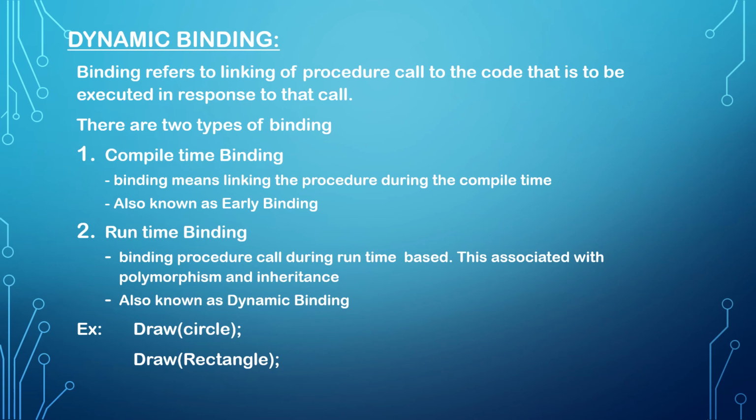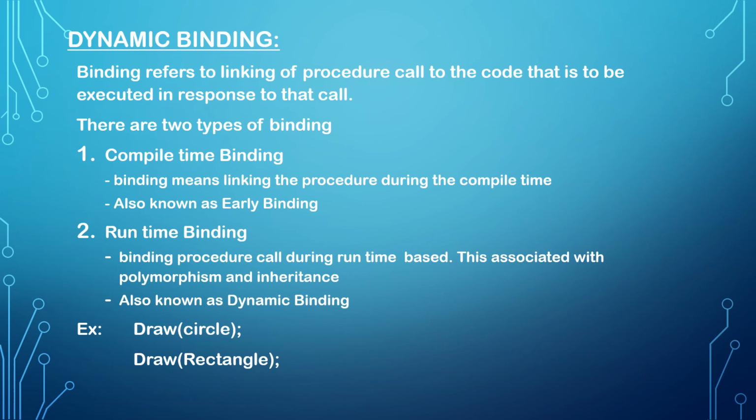Now let us see what dynamic binding is. Dynamic binding means binding of a procedure call to the code. We can bind member functions to the code in two ways: at compile time and during runtime. During compile time, while the code is compiled, it is known as early binding. During the compilation time, the procedure is linked to the code, so it is early binding.